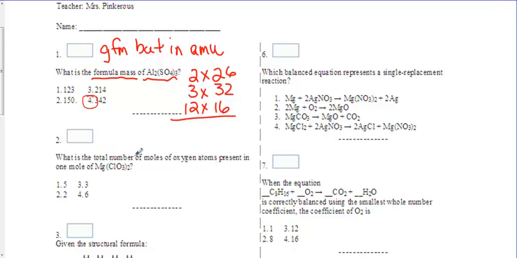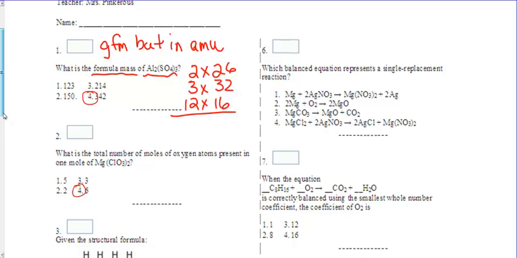Number 2 says, what is the total number of moles of oxygen atoms present in 1 mole of magnesium chlorate? Okay, so we're looking at total number of moles, which is going to equal our number of atoms. So we say to ourselves, okay, how many atoms of oxygen do I have? I have 3 here, but it is multiplied by 2 because it's in parentheses. So 3 times 2 is 6. So 4 is the answer.